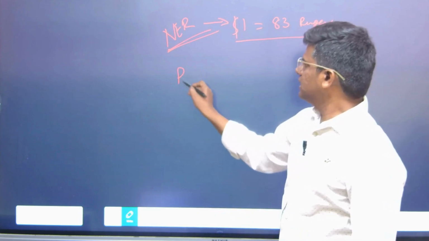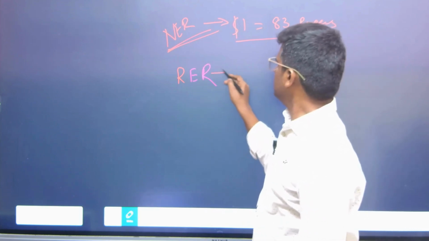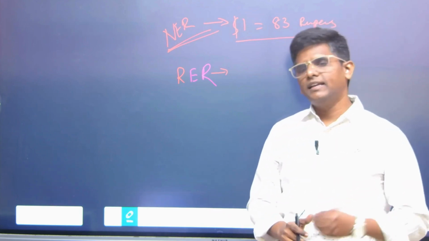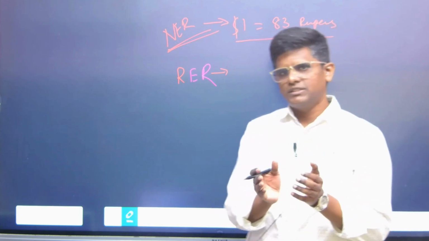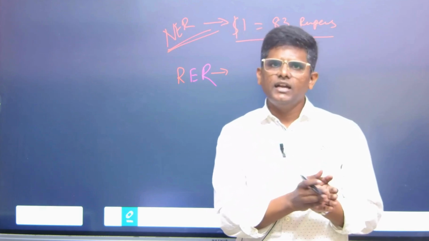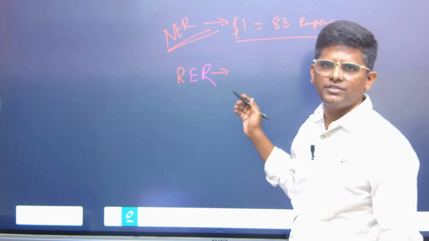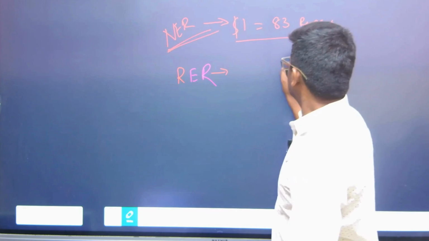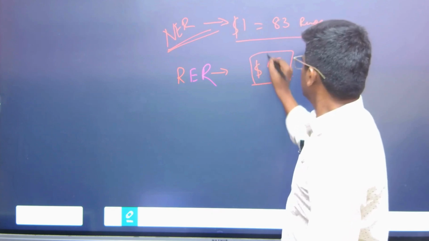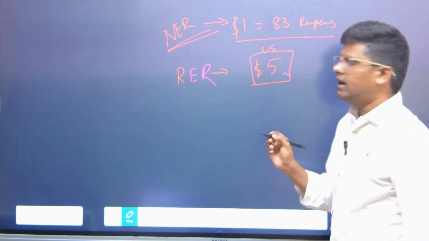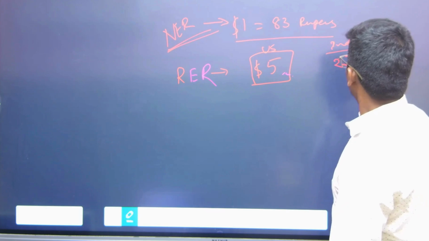Next, we have the real exchange rate, RER. So what does RER signify? RER signifies how much we can purchase for that currency in India and how much we can purchase in the foreign currency. For example, take a simple example of a McDonald's burger. Suppose in the US the burger costs $5, and in India, let's say it costs 250 rupees.